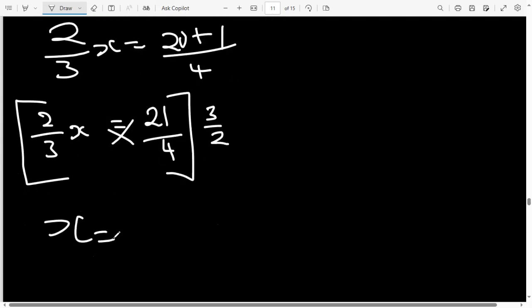X is equals to, and then this 21 multiplied by 3 over 2 is going to give you what? 21 multiplied by 3 is going to give me 63 over 4 multiplied by 2 is going to give me 8. So your first x will be 63 over 8. Okay, that will be your first x.